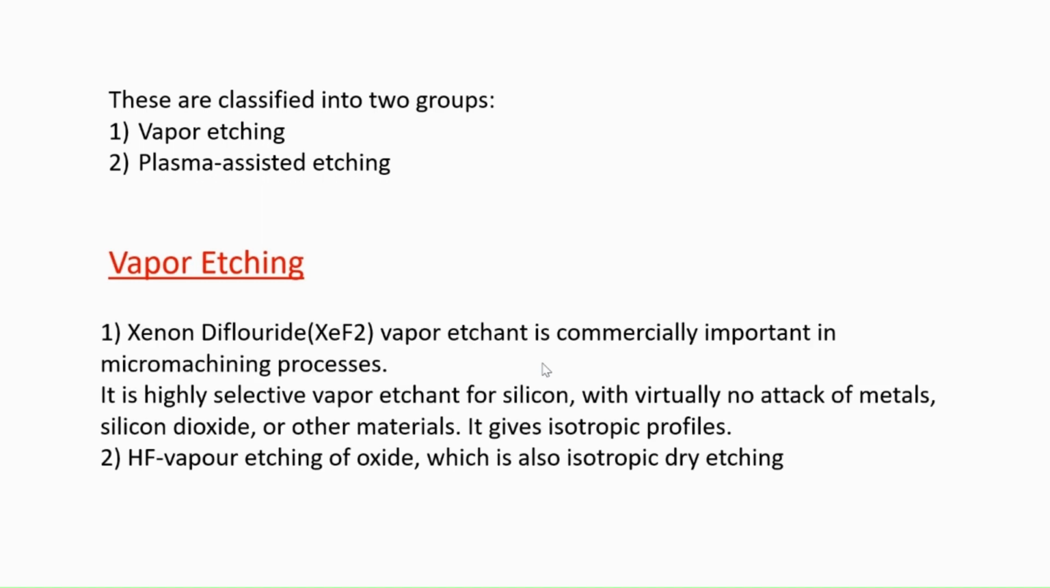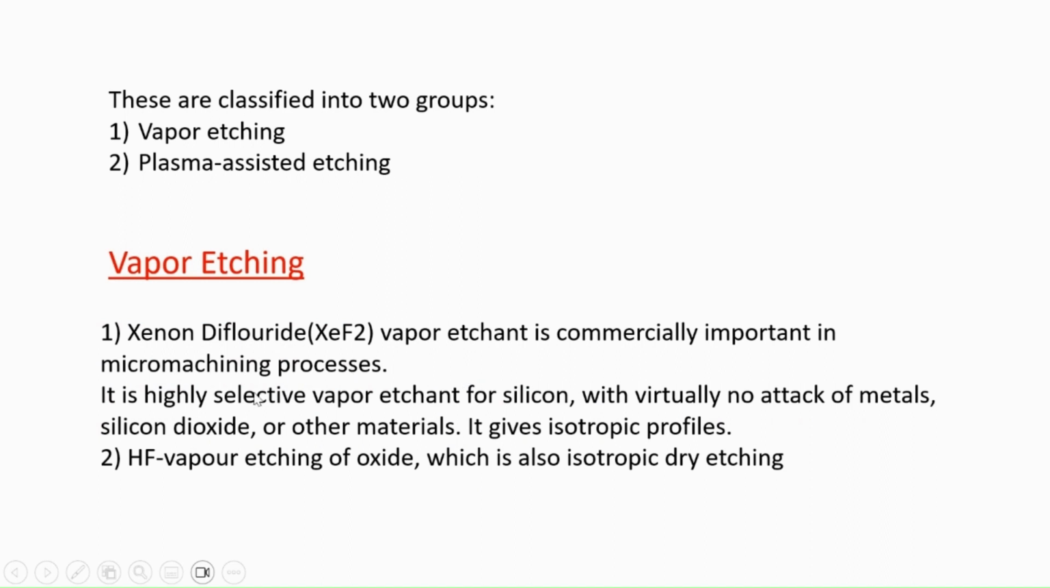I have given two examples here. One, xenon fluoride vapor, is one of the most widely used vapor etchants in micromachining processes. It is a highly selective vapor etchant for silicon with virtually no attack on metal, silicon dioxide, or other materials. It gives isotropic profiles. If you have seen my part one video, you'll know what isotropic and anisotropic etching are. Isotropic etching means it doesn't depend on the orientation, whether it is 100, 110, 111, or anything. It etches everything uniformly.